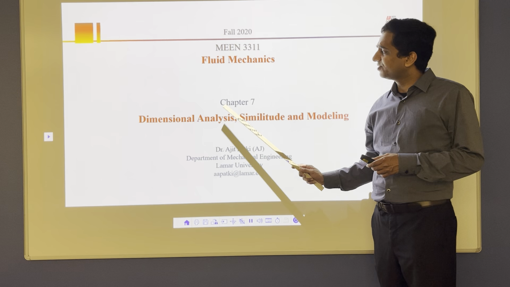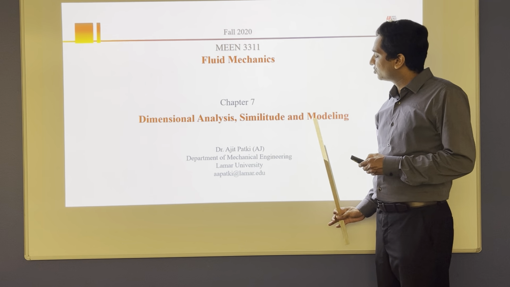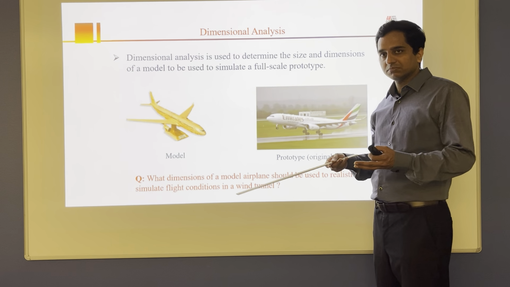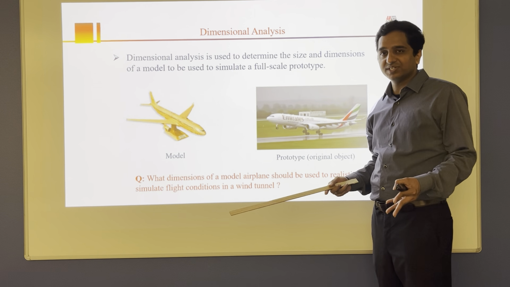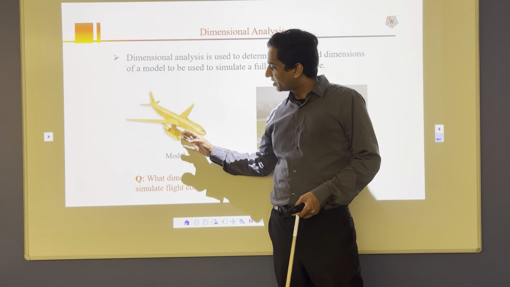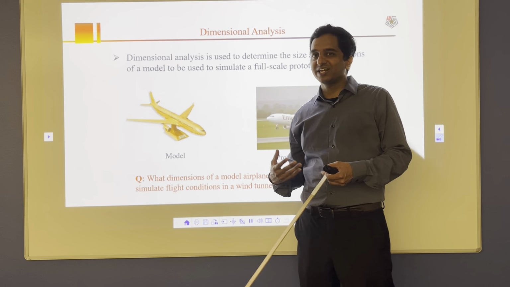Then in chapter 7, we learned dimensional analysis, similitude, and modeling. So you have an idea of a plane or a car or a ship. You have a new design, but you can't build a design directly. You have to test it. To test it, what you do is you build a small model, and then you take it into a wind tunnel or water tunnel, and you test it.